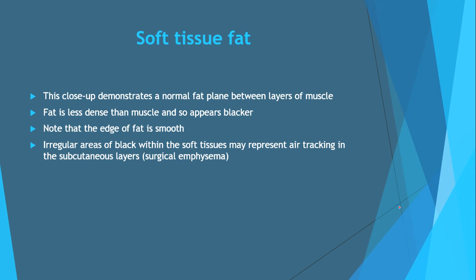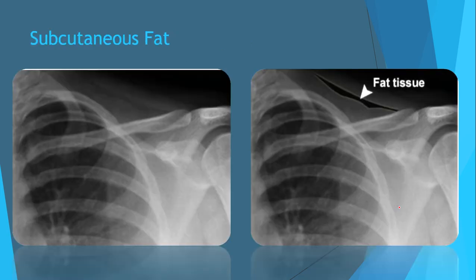Soft tissue fat. This close-up demonstrates a normal fat plane between layers of muscle. Fat is less dense than muscle and so appears blacker. Note that the edge of fat is smooth. Irregular areas of black within the soft tissues may represent air tracking in the subcutaneous layers, surgical emphysema. So, here on this picture we see the fat.